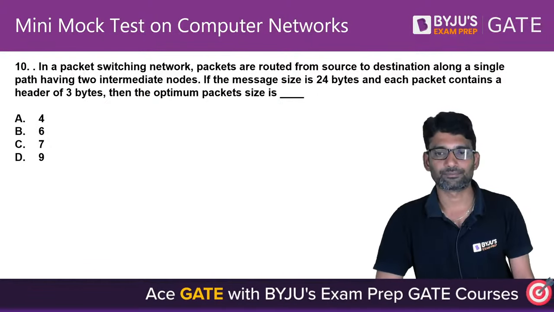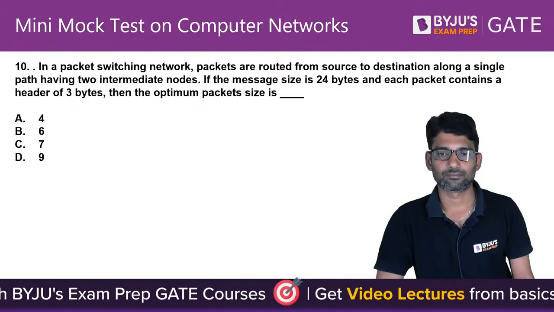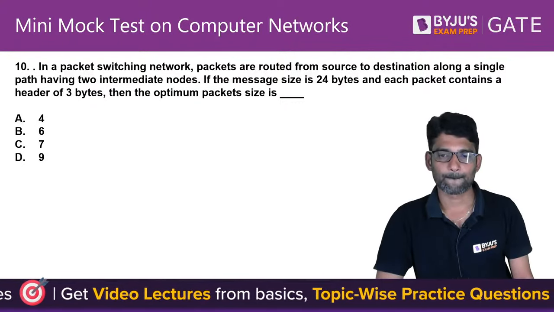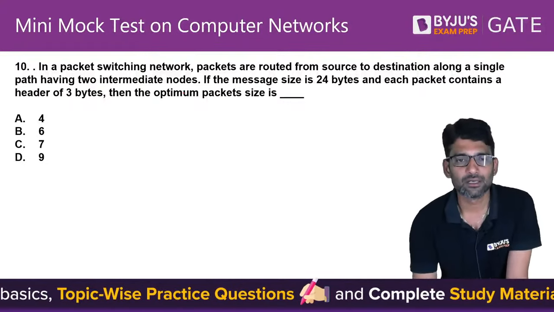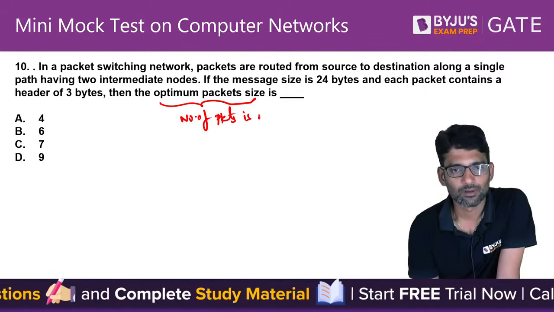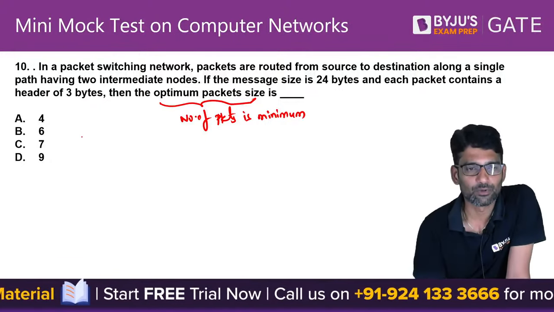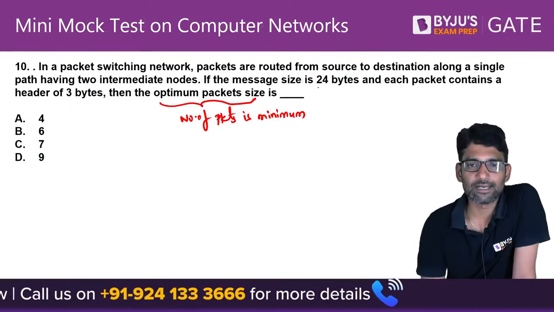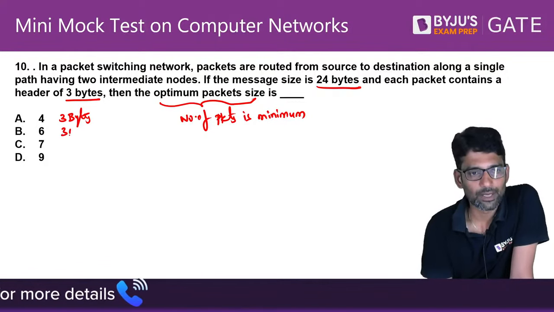Come on guys. See, optimum packet size means the number of packets must be less. So when the number of packets is minimum, that can be the optimal packet size. Suppose you take packet size as 4 to send a 24 byte message with a header of 3 bytes, always 3 bytes header.